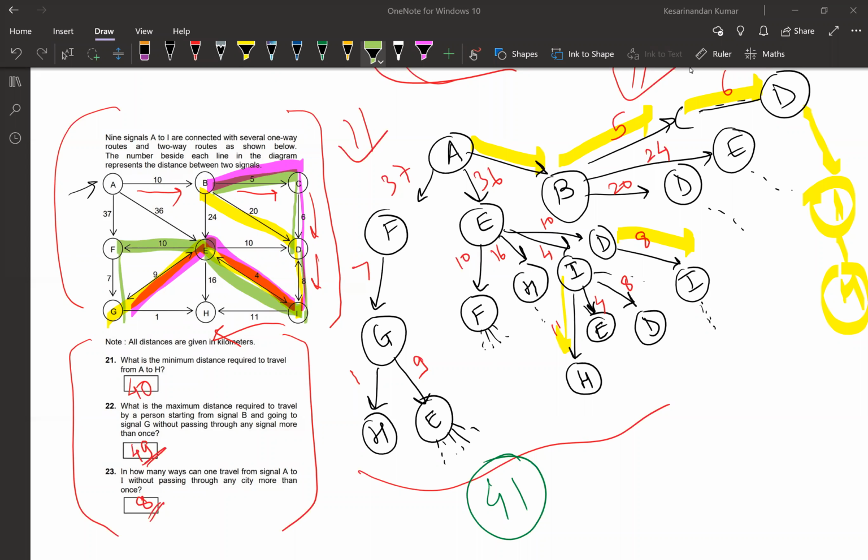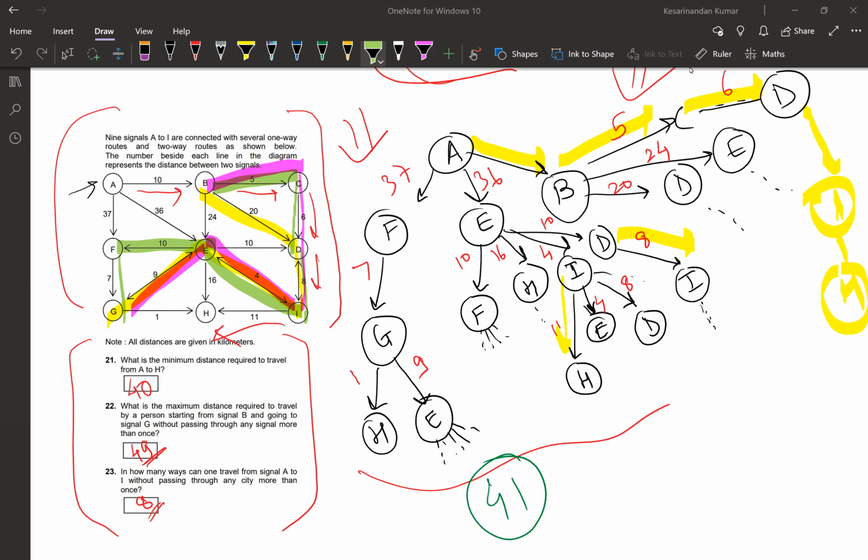B E F G. Sorry? B E F G. That also gives 41. Yeah, but the answer is 49, not 41. Okay. Oh, sorry. The question asked is maximum distance.